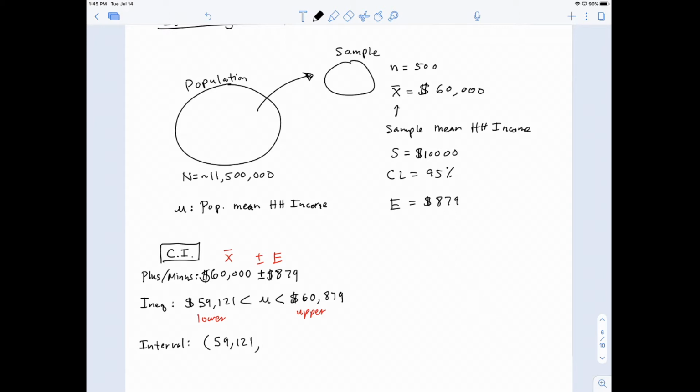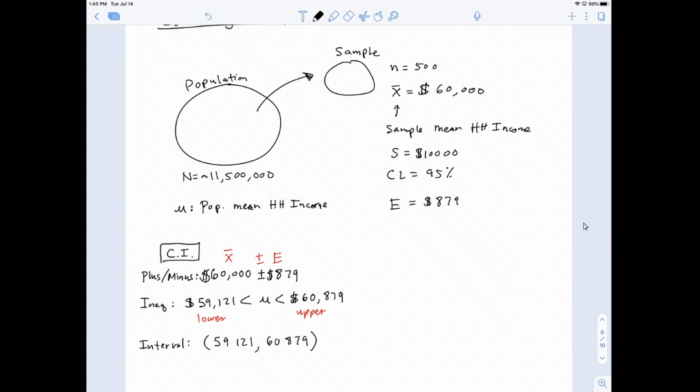And then comma, so this is lower, comma, upper. So the upper is 60,879. And let me just delete these commas so that it doesn't look confusing. So we would just write down the lower bound, comma, the upper bound, just like that.